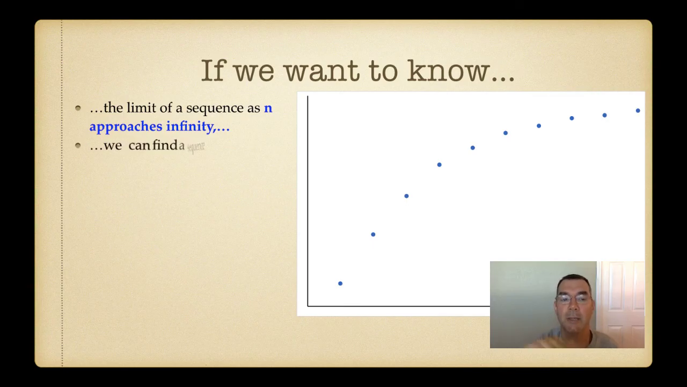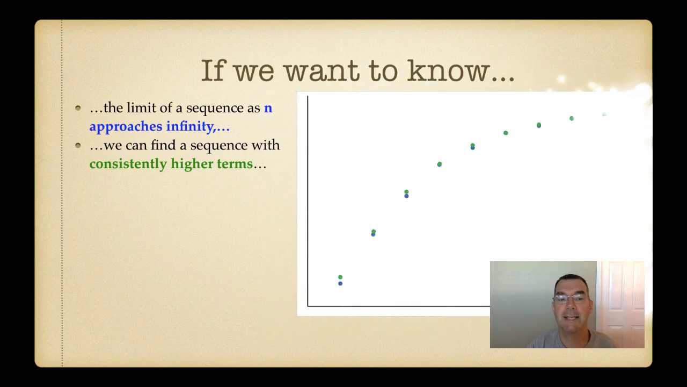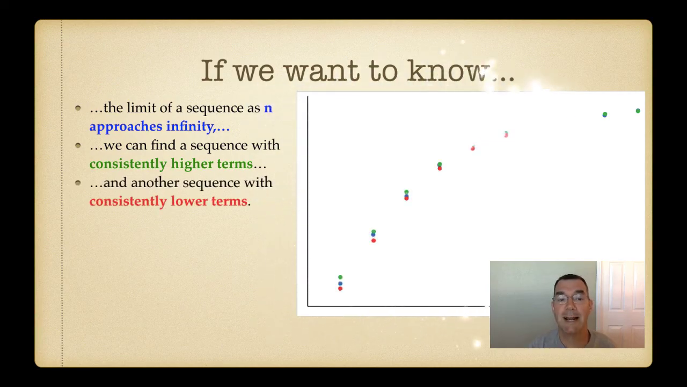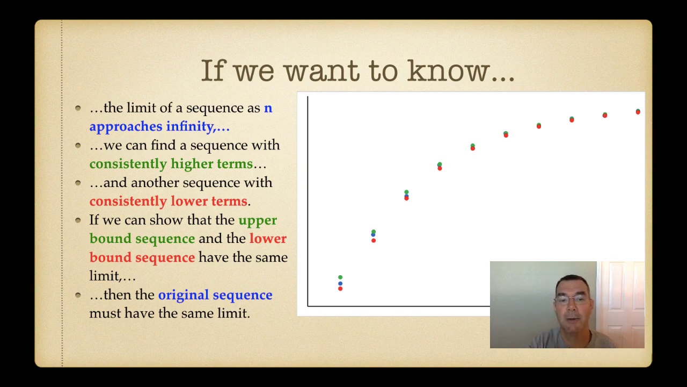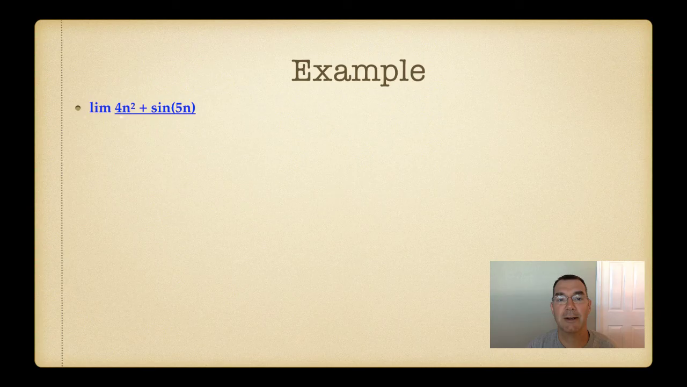This theorem will help because what we can do is find a sequence that has consistently higher terms than the sequence I was given, and another sequence that has consistently lower terms than the sequence I was given. And if those two sequences have the same limit as n approaches infinity, then the original sequence must have that same limit. Okay, so let's look at some examples to clarify this.